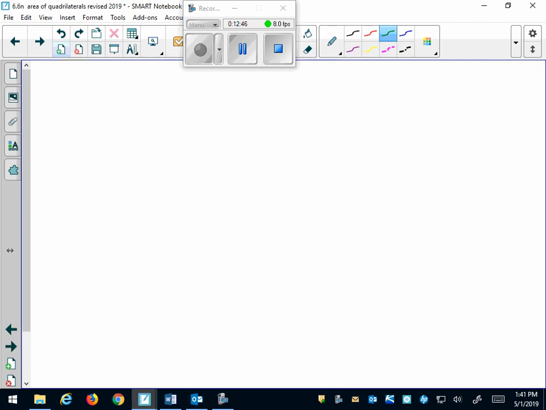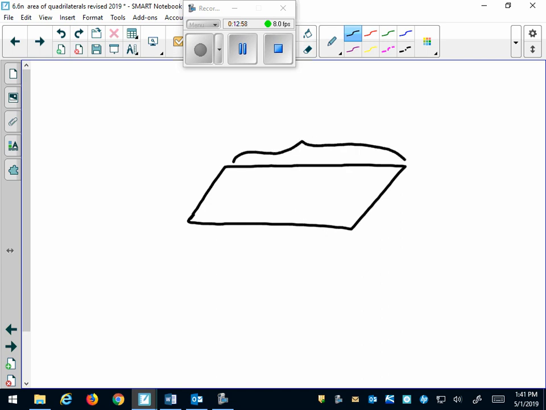All right, so I'm going to go off the paper a little bit here. If I draw a parallelogram then, and I tell you that this side is 12, and this is 2, what's the area?